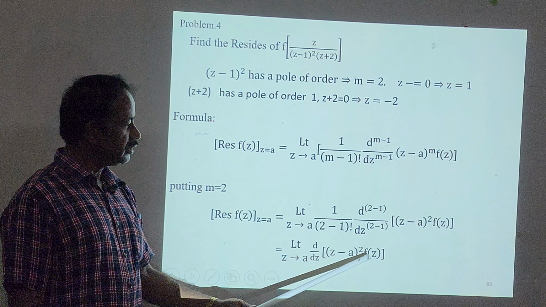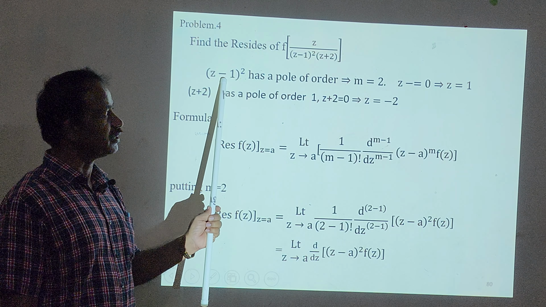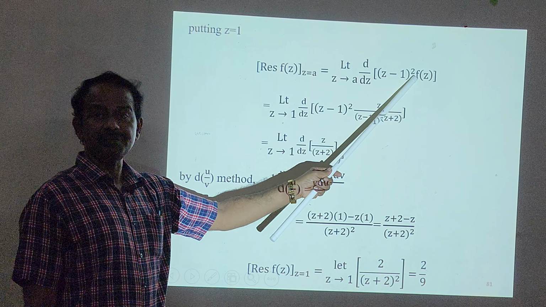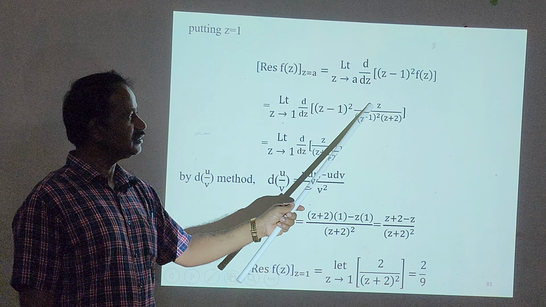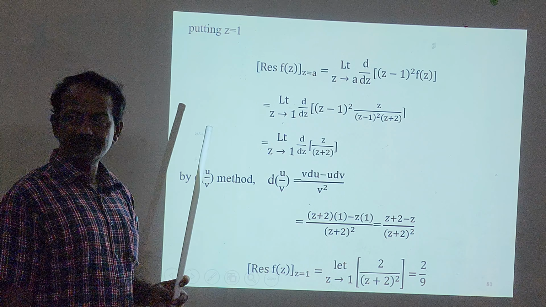Okay, as usual, f of z should be replaced by this term. Your z minus a will be replaced by this one. So as I said, z minus 1 whole square multiplied by f of z. F of z is given by this expression. You cancel these two terms out. So that will be z divided by z plus 2.